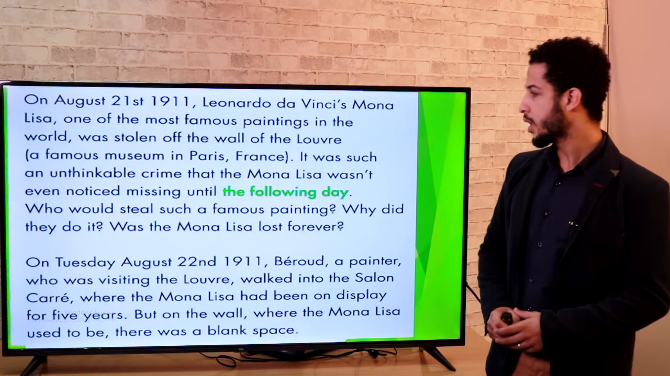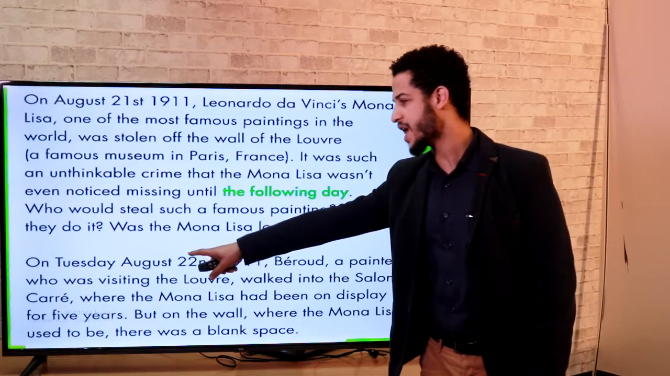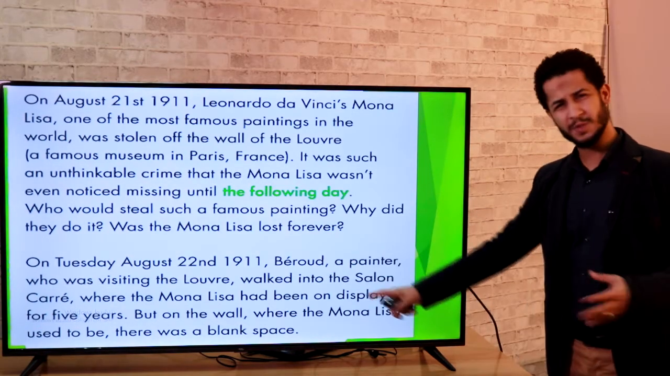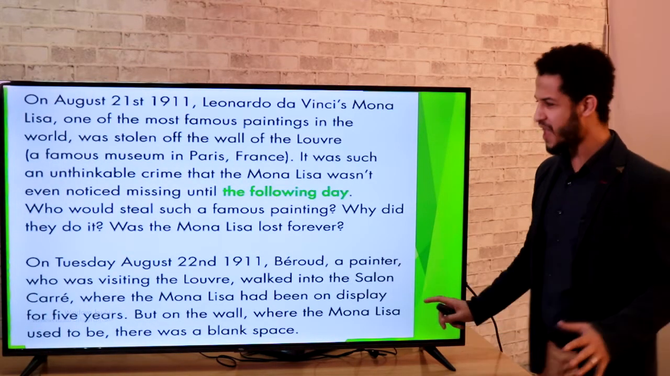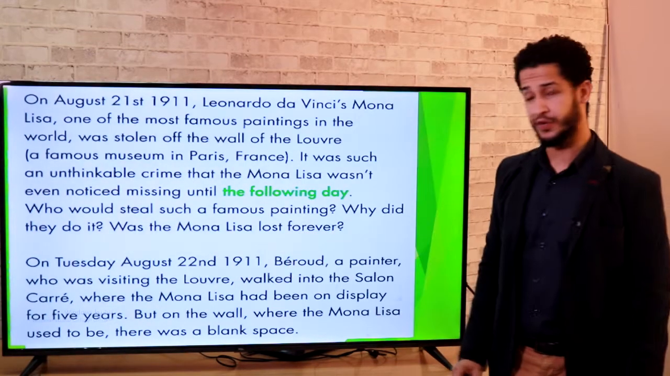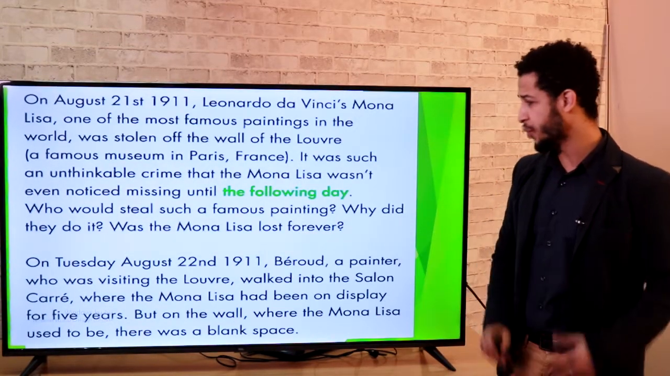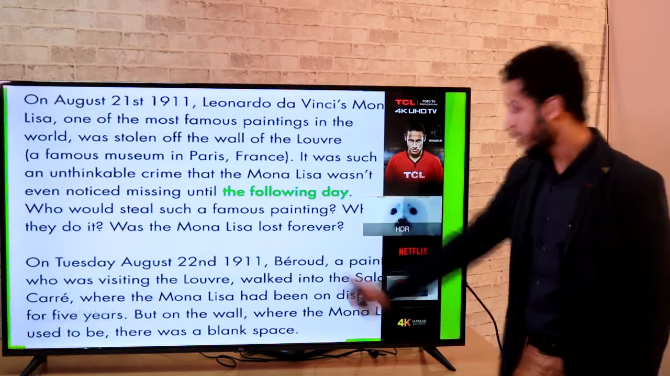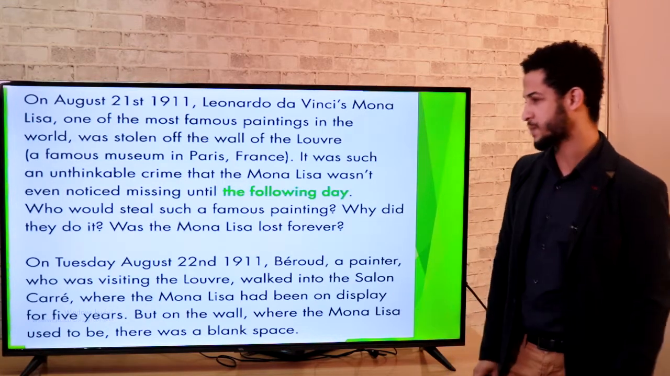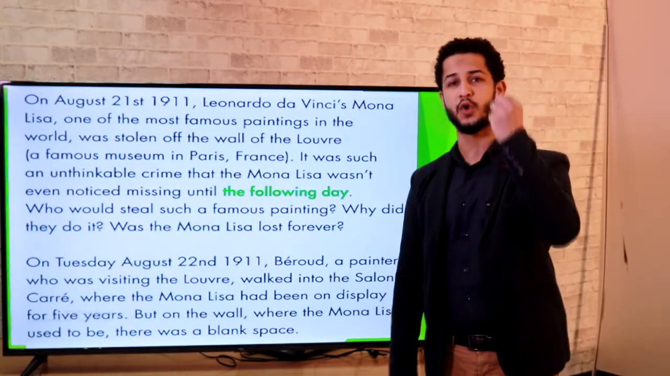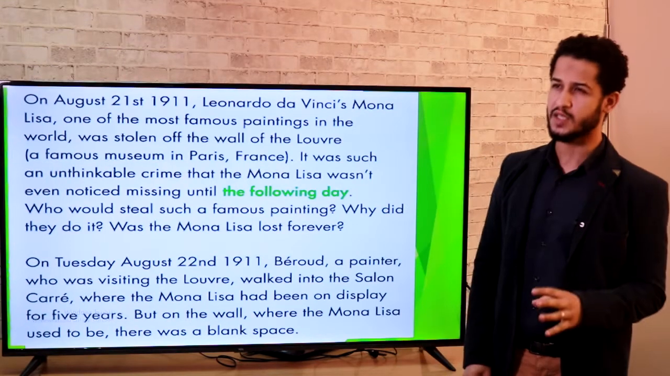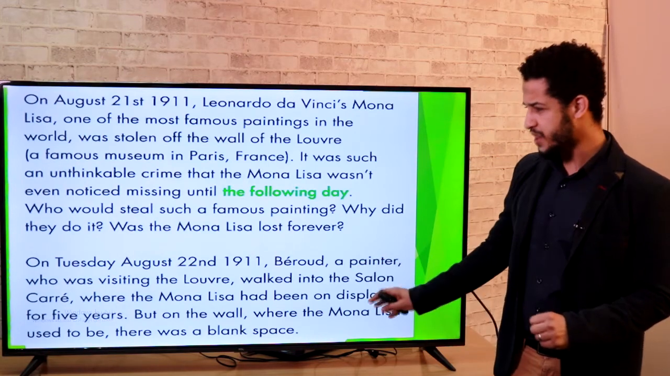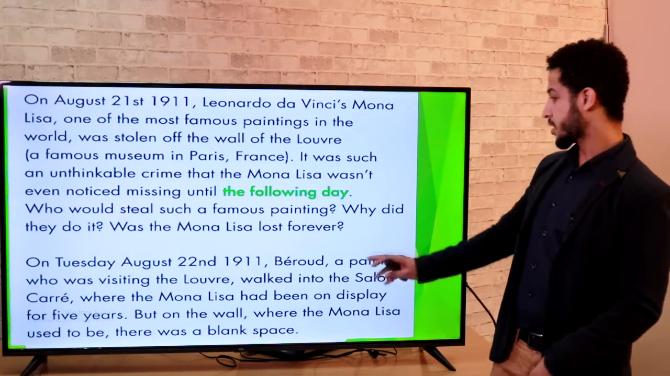We don't know. The second paragraph: on Tuesday, August 22nd, 1911, B. Road. Who is B. Road? A painter who was visiting the Louvre. By chance, he was visiting the Louvre. He walked into the Salon Carré, where the Mona Lisa had been on display for 5 years. So the Mona Lisa was exposed in the Louvre for 5 years. And this painter went there just to see the Mona Lisa in the Salon Carré.